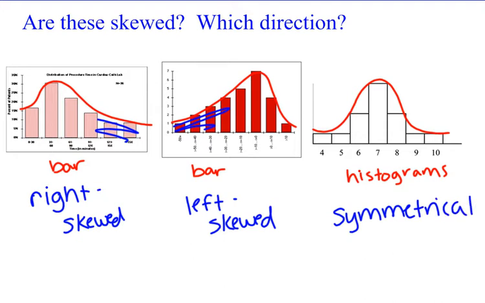So there's our 3 different types of graphs, and we decide if they're skewed. So our left and right skewed are skewed. Our last graph here is symmetrical, so not skewed.